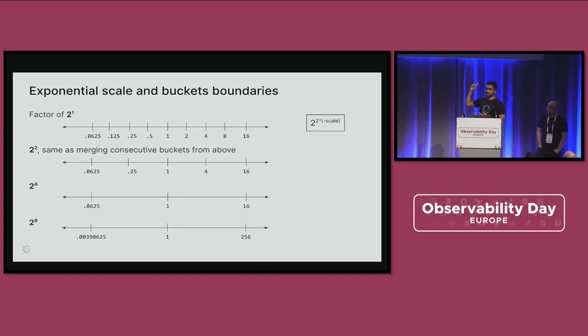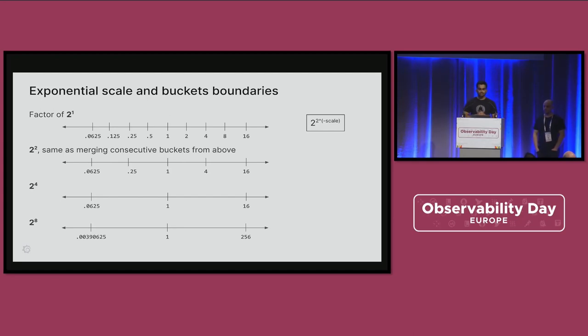I've used the formula on the right side, which is 2 power of 2 power of minus scale. For example, you saw Bjorn using a factor of 2 power of 2 power of minus 3. So we get that from this formula. We'll start with a simple factor of 2 power of 2 power of 0, which gives you a factor of 2. So we start all the bases from the bucket boundary of 1. To get the next bucket boundary, you just multiply it with a factor, and you get 2. And you multiply it with the same factor again, and you get 4. So the ratio between consecutive bucket boundaries is the same. And to get the bucket boundary on the left side of 1, you just divide by 2 and divide by 2 again, and so on.